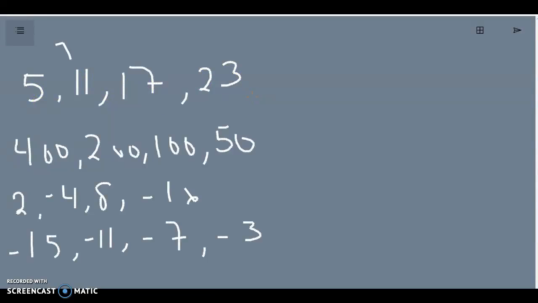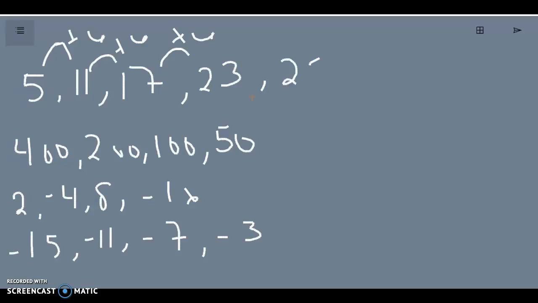So it looks like I'm adding 6, and adding 6. So I'm adding 6 to the previous term. So the next two terms, if I add 6, would be 29 and 35.